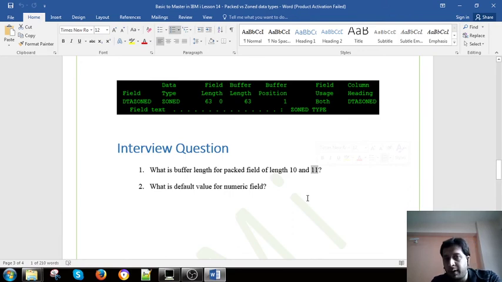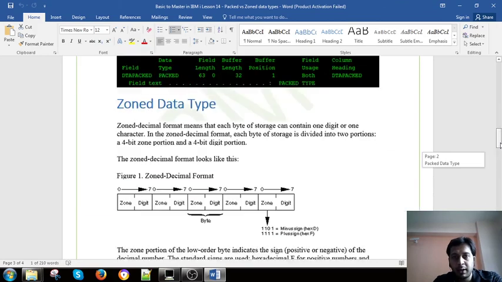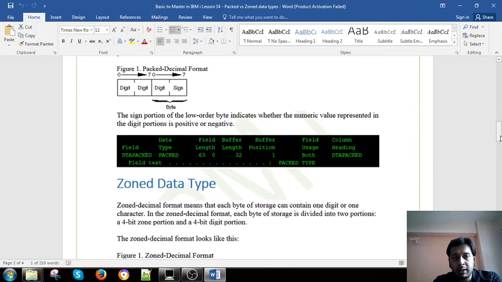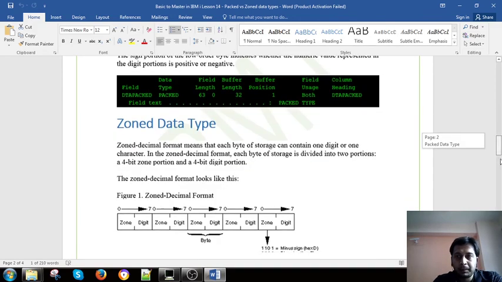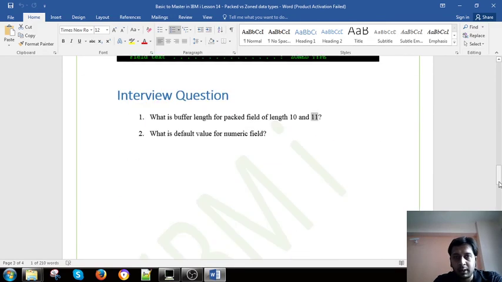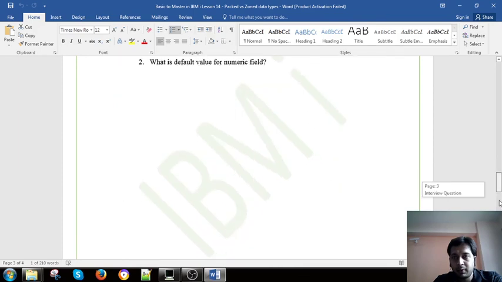What is the default for numeric? If you don't declare packed or zone, then the default will be packed. This is the basic difference between packed and zone. It is just about memory storage, how the value is stored in memory when you declare packed. This is all about the basic difference between packed and zone.